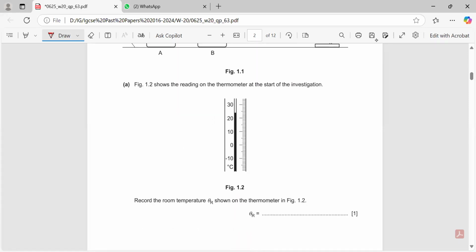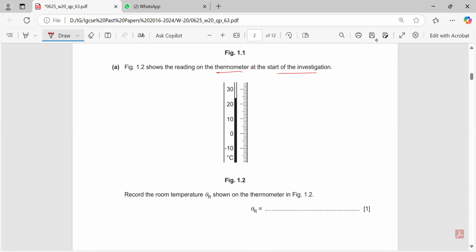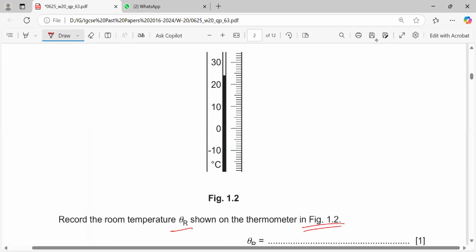A diagram shows the thermometer. Figure 1.2 shows the reading on the thermometer at the start of the investigation. And what we are supposed to do: record the room temperature theta R shown on the thermometer in figure 1.2. So see how much this is.